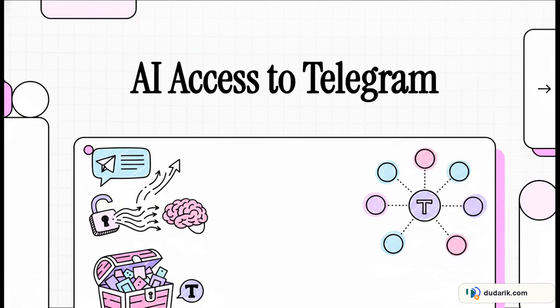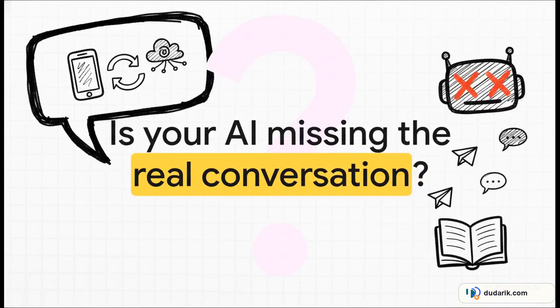We're giving our AI full-blown programmatic access to what is probably one of the richest data sources we have, our entire Telegram account. So let's just start with a fundamental question here. Is your AI missing the real conversation? We've got these incredibly powerful assistants, tools like Claude or Cursor, but so often they're operating in a total vacuum. They're just completely walled off from the daily flow of information where the actual work gets done.